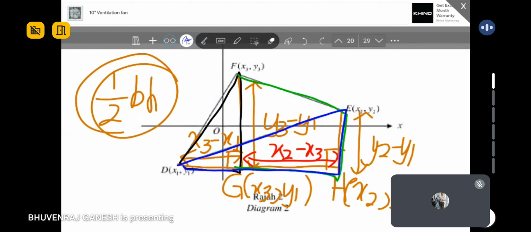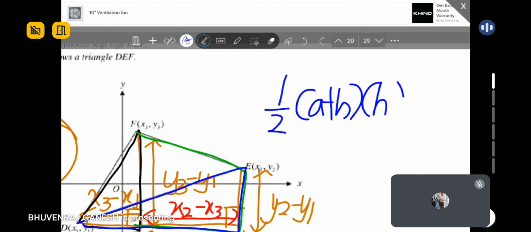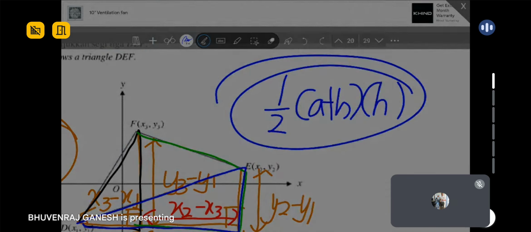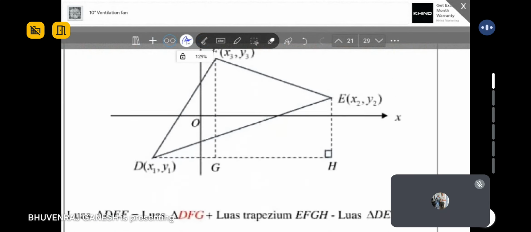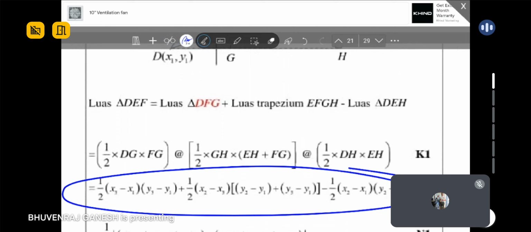So basically, you guys just use the formula lah. For trapezium, half (A plus B) times H. Ini rumus for trapezium. Okay, so when you do the formula, you will get something like this. Okay, so ini adalah rumus dia. Can you see? You just write down the formula. Over here, very complex, right? Dia nampak sama complex kan?